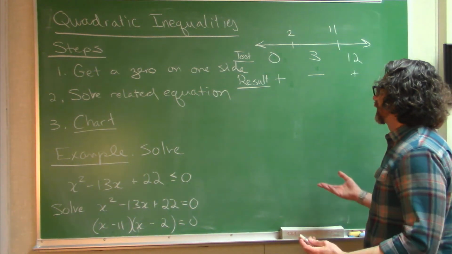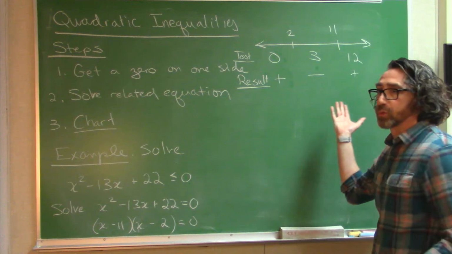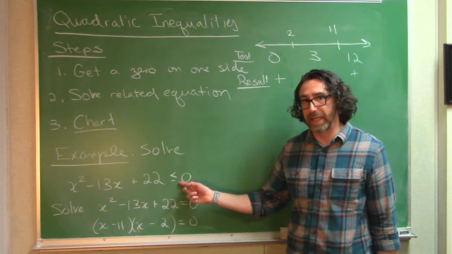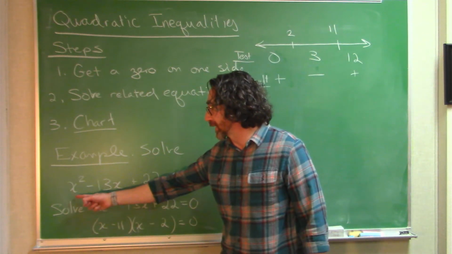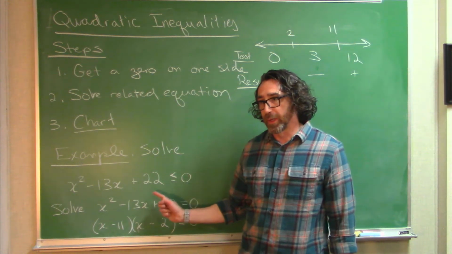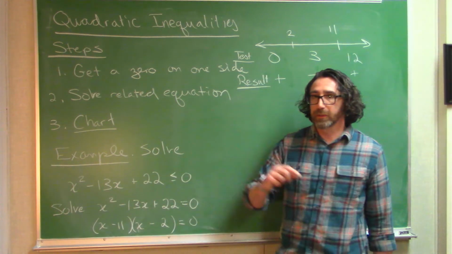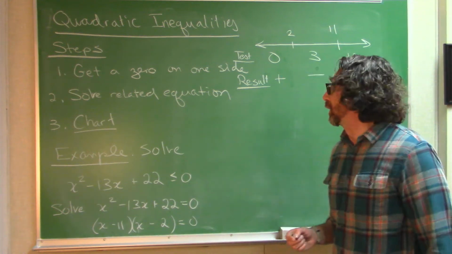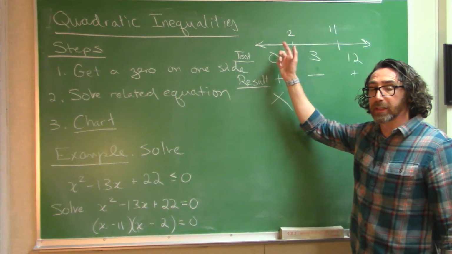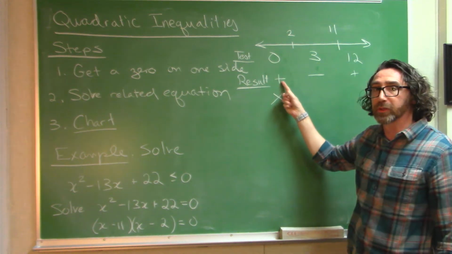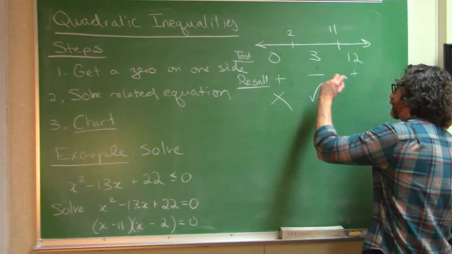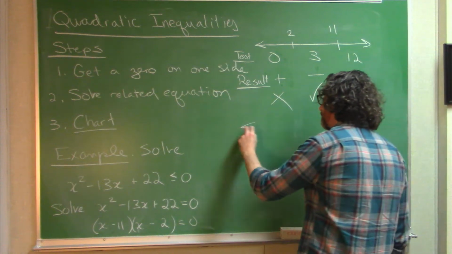So the question now becomes, which of these regions is part of my solution set? Okay, well, I was looking for values of x that make this expression, x squared minus 13x plus 22, less than or equal to 0. Well, that means this is out, because if I plug in stuff from this region, I will get something bigger than 0. I'll get something positive. I don't want that. I want it to be less than or equal to 0. This region works, this one does not.